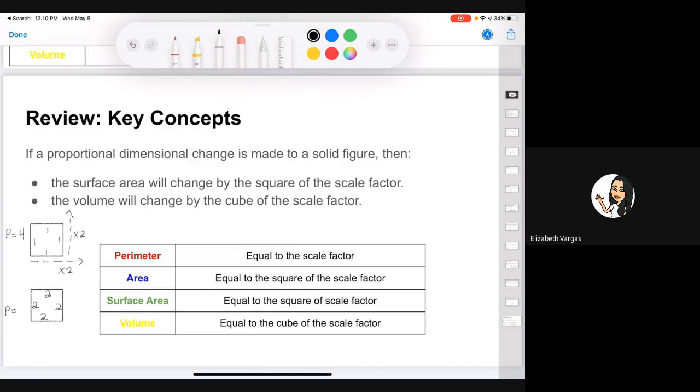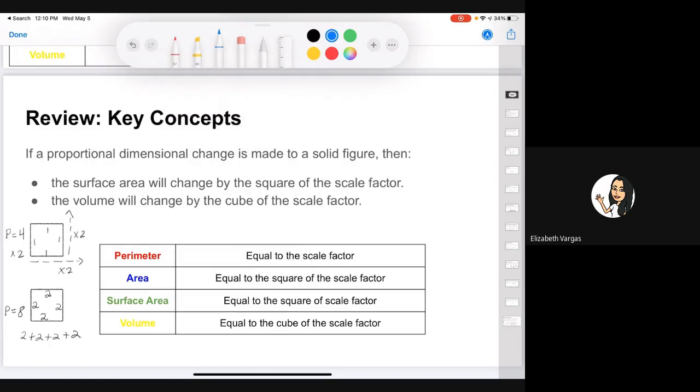My perimeter will increase by the same scale factor, so it'll also be multiplied by 2. So 8, right, which is true. If I add 2 plus 2 plus 2 plus 2, my perimeter is 8. So my perimeter changes by the scale factor. If my dimensions are multiplied by 2, then my perimeter will also be multiplied by 2.